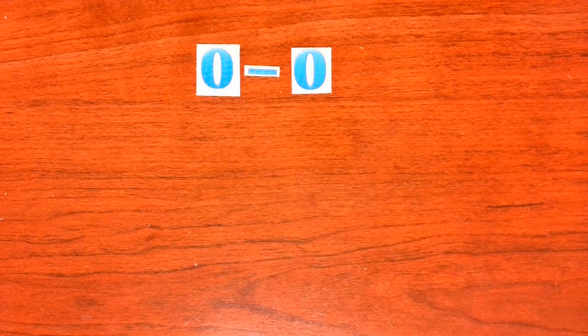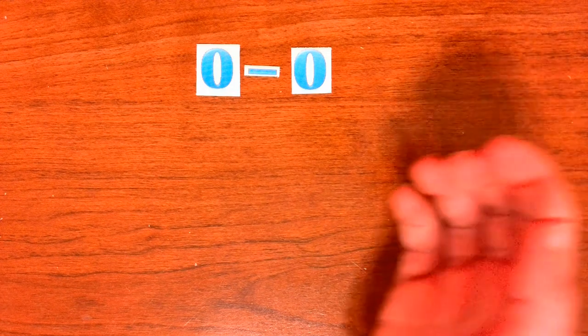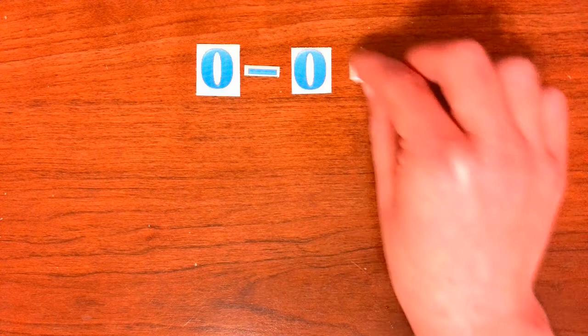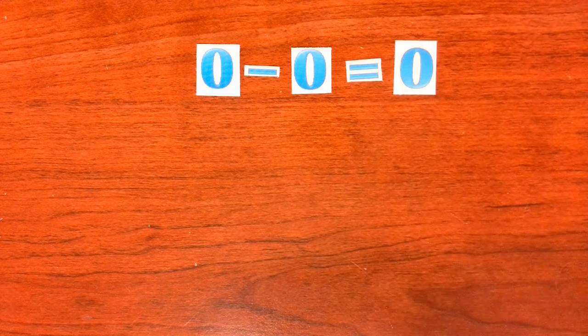So I need to take away 0 counters. I need to take away no counters. So let me just go ahead and take away no counters. What am I left with? Nothing. I'm left with 0. So 0 minus 0 is equal to 0.